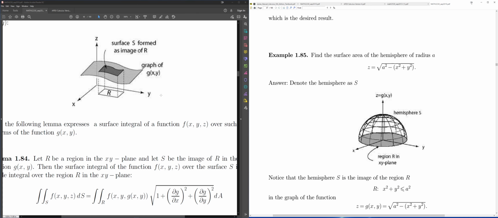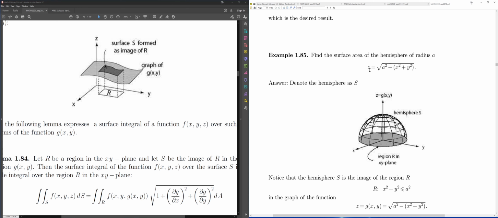I want to work this out. What I'm going to do is use this formula with the g of xy. So I have a hemisphere of radius a. What is a hemisphere? A hemisphere is half of a sphere, and we're looking at the top half of the sphere, this mesh part of the sphere. It's not the circular dark gray region down there in the xy plane. The hemisphere is really the gridded looking part, which is half of the sphere.